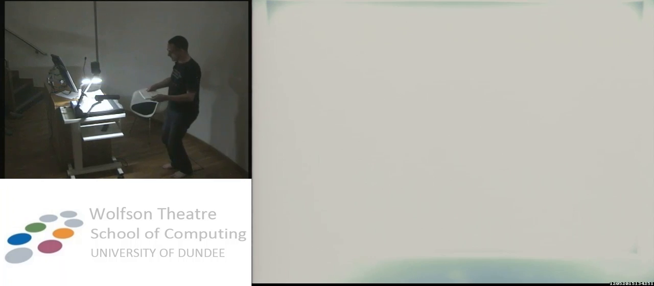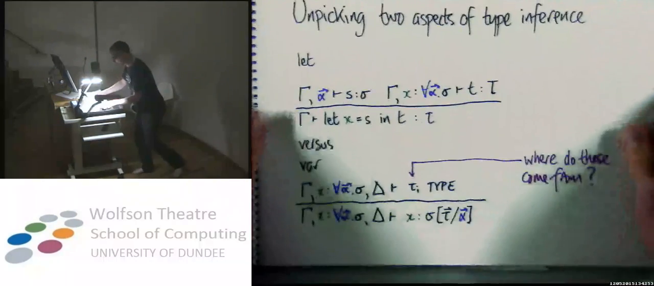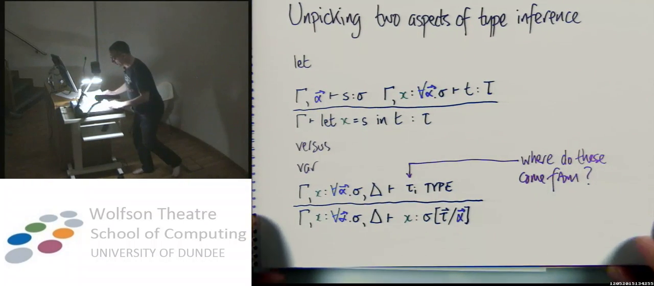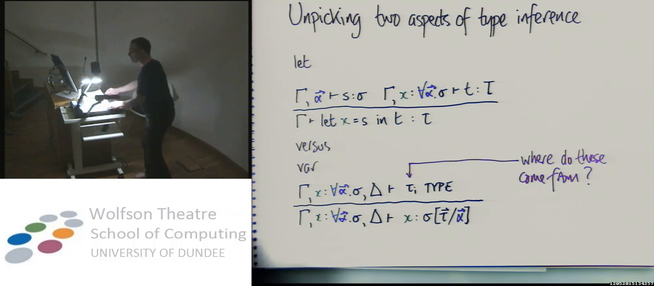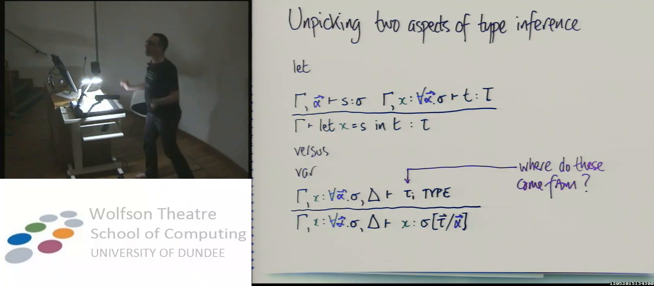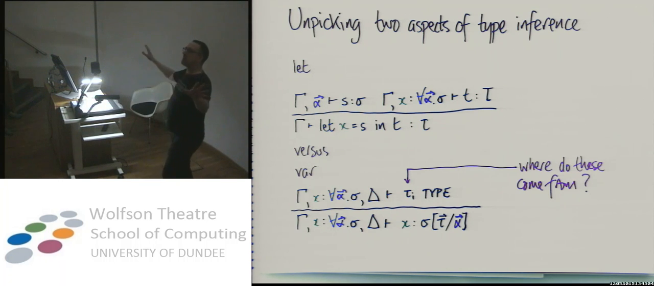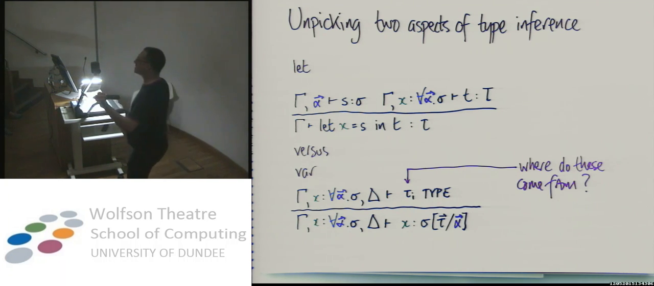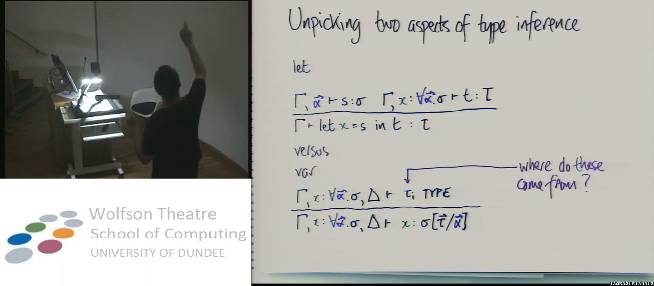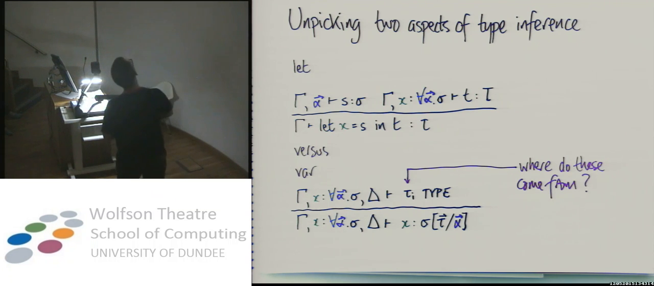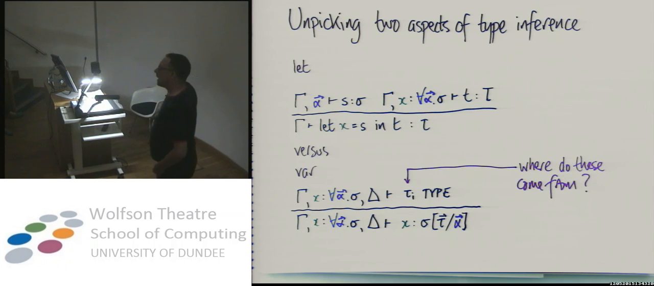I actually want to throw in another distinction. One of the problems when we talk about type inference is that it's a nebulous phrase which covers a whole bunch of different sorts of things going on. And here are two of them, exemplified by the let rule and the variable rule. I've tidied them up a bit.